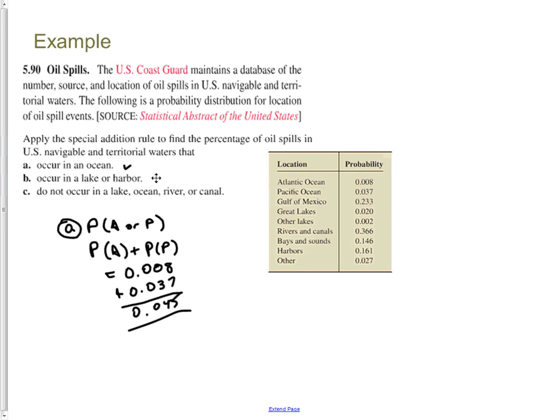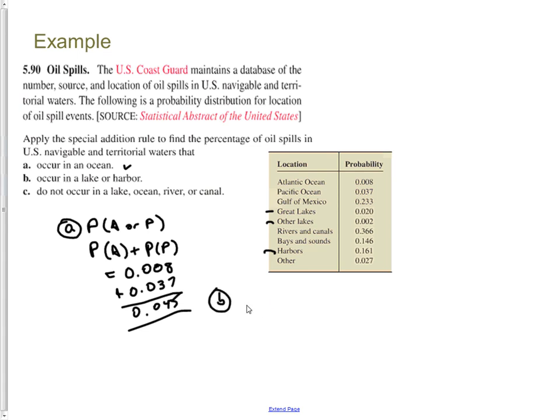How about occurs in a lake or a harbor? Harbor, right? So, okay, we've got harbors down here. We've got lakes. I don't know that lakes have harbors, I suppose, but they could be something like that. But we're going to assume that harbors are kept as a separate thing from lakes. So what are we going to do in B?